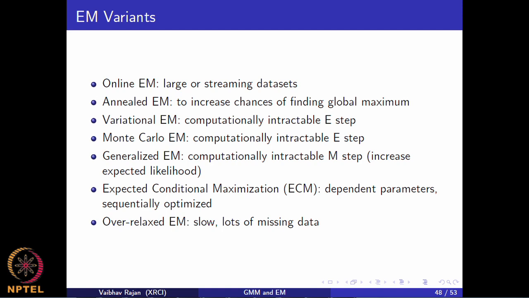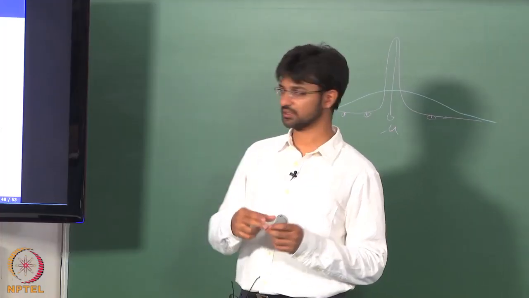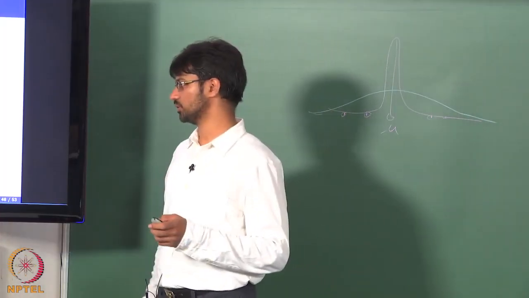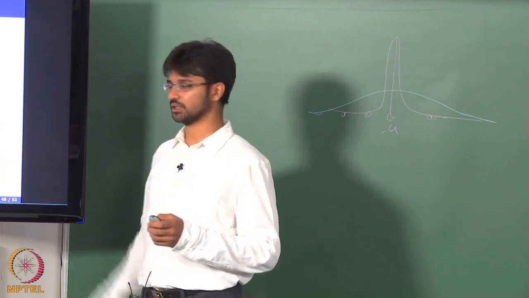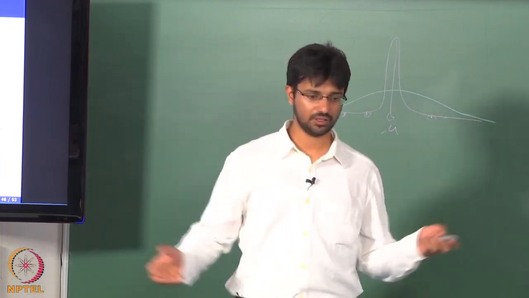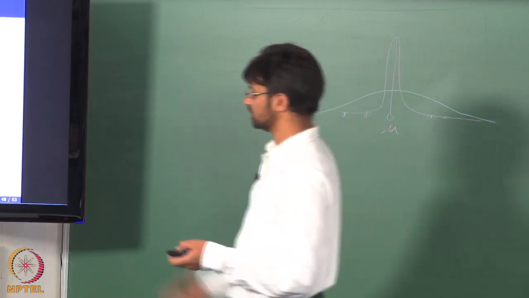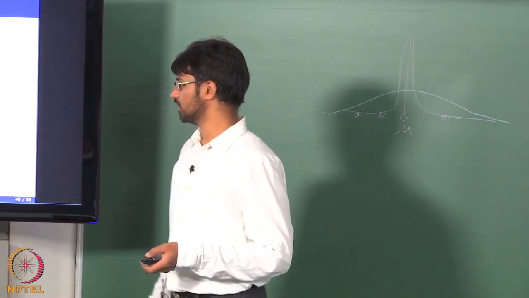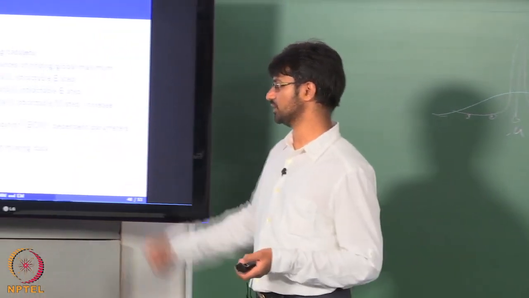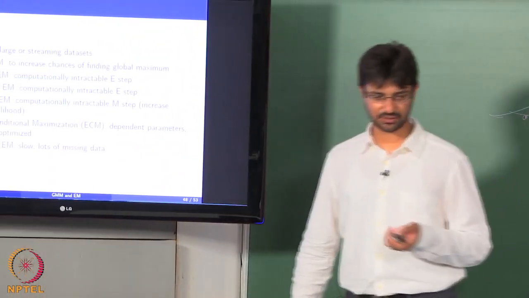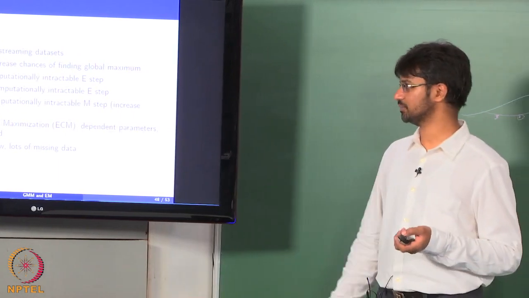And in general EM is quite slow, right. Each step within an iteration of EM is computationally not very expensive, but convergence is usually very slow, and it is especially slow when you have lots of missing data or lots of latent variables to infer, right. So, there are many approaches to deal with it. There are these Aitken acceleration techniques, over-relaxed EM, and so on.